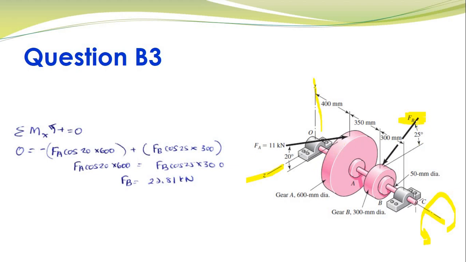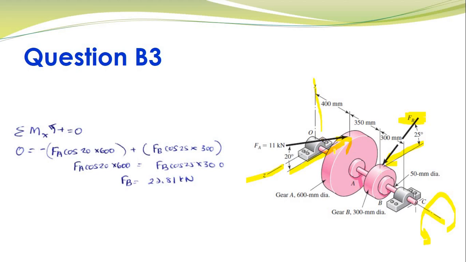When we look at Fb, this is the opposite, this is the adjacent and this is the hypotenuse. Again, you identify that the horizontal component of Fb, which acts in the positive z direction, is going to cause a moment about gear B. When we look at Fa, the horizontal component of Fa, which is acting in the negative z direction, is going to cause a moment about gear A.